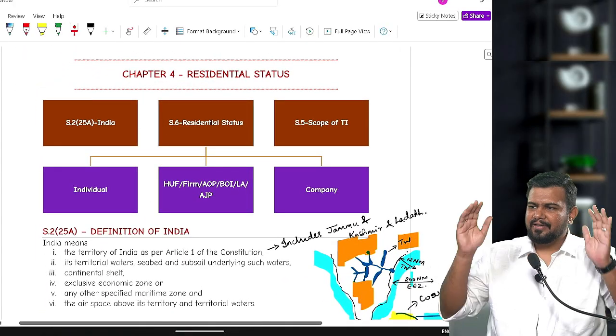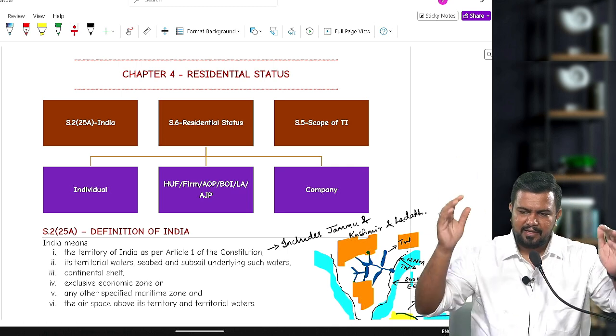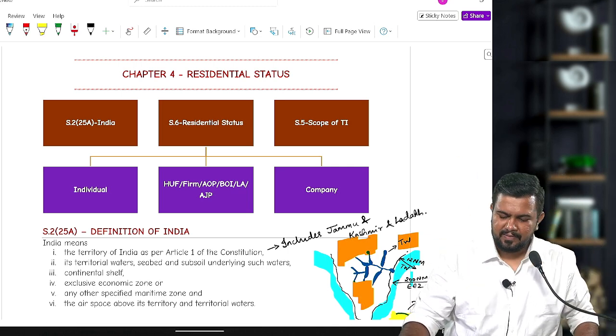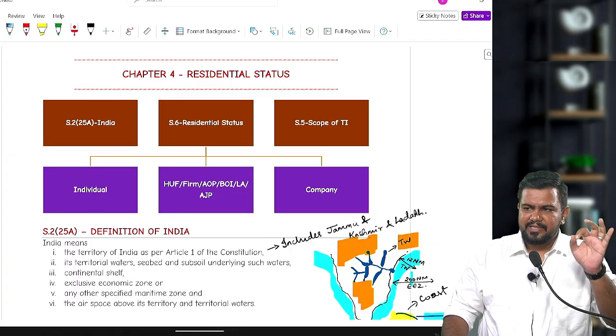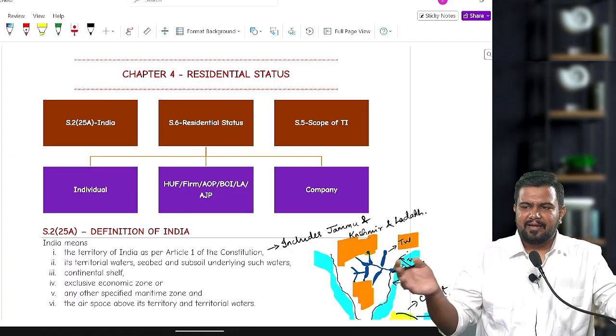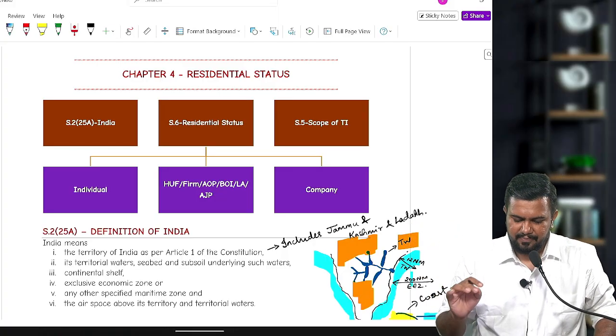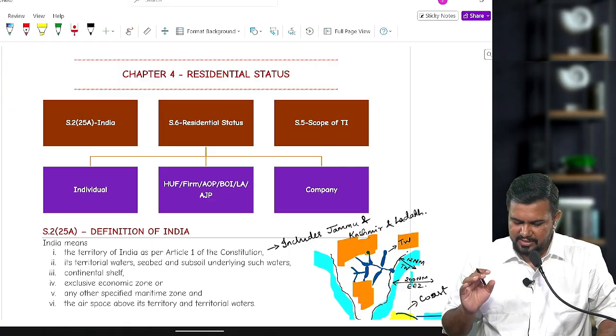So now we have completed the basic concepts. We have completed tax rates, normal tax rate as well as special tax rate. Now we are jumping on to residential status. We have to find out whether a person is a resident or non-resident, because for a resident, entire global income is taxable. For a non-resident, only Indian income is taxable. That is why we are studying residential status.